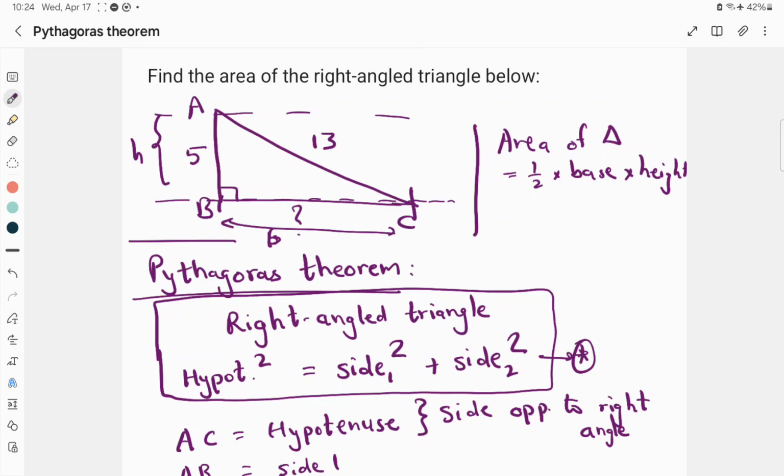So this important theorem, I wanted to make a video about it because it's so fundamental that we cannot miss it. Okay, that's about it.